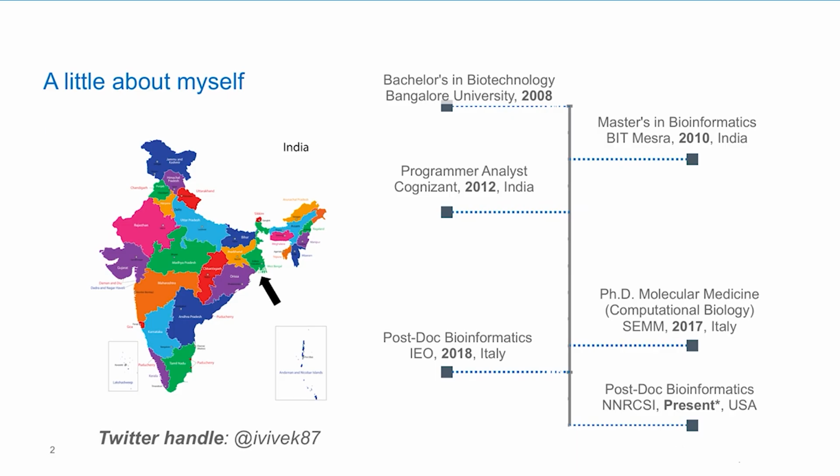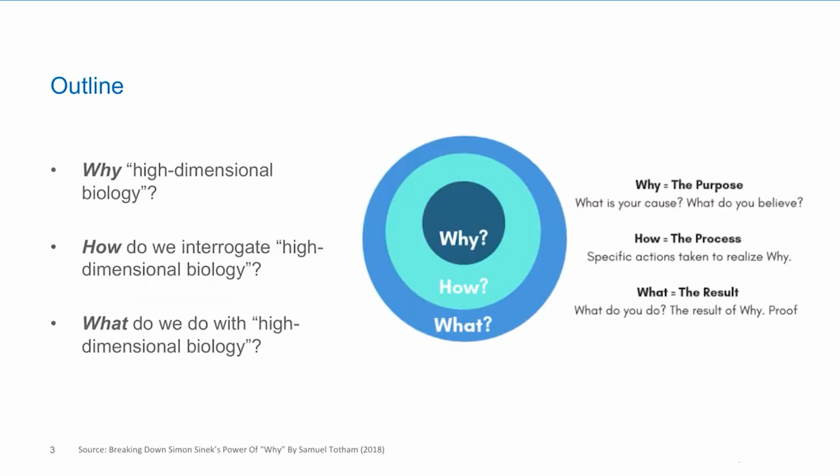Now let's move forward with the talk. I am primarily dividing my talk in 3 parts, mostly on the lines of Simon Sinek's Power of Why. However, the central subject of my talk is high-dimensional biology. In the first part I will speak about why high-dimensional biology, followed by how do we interrogate it, and finally ending by what do we do with high-dimensional biology.